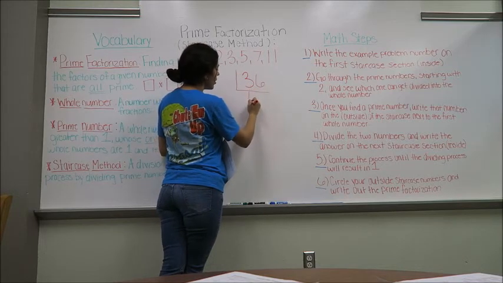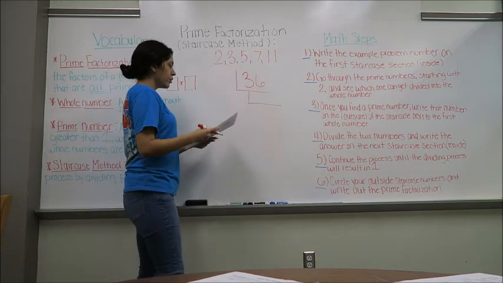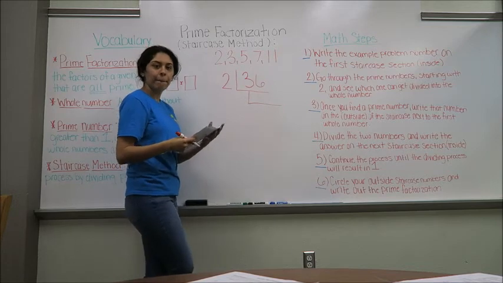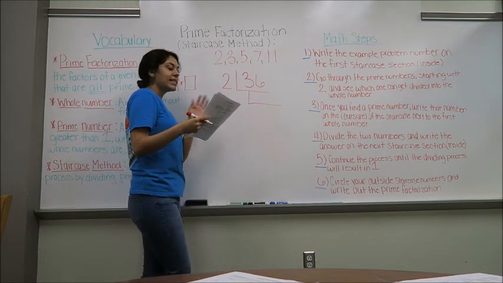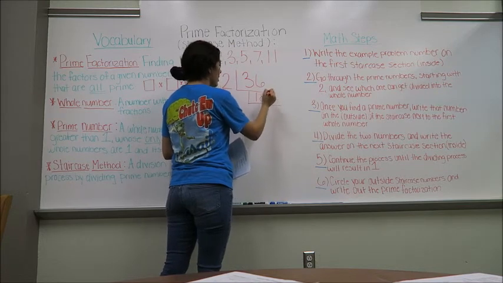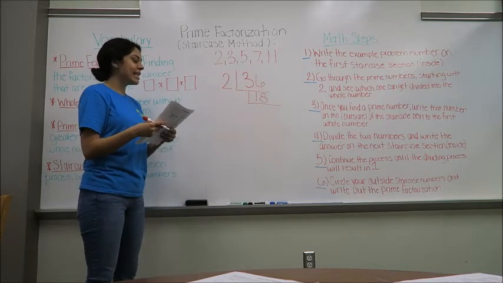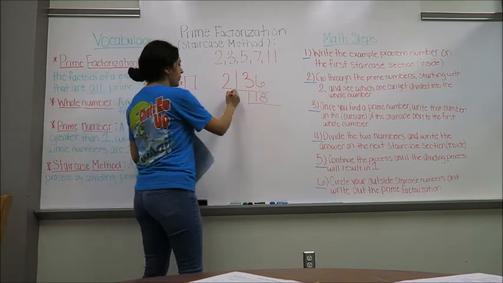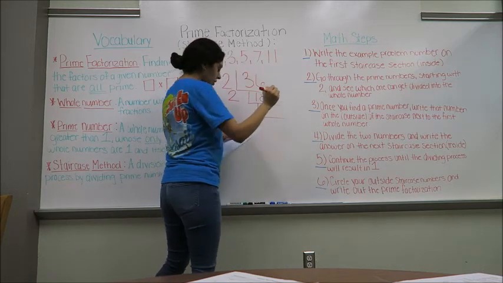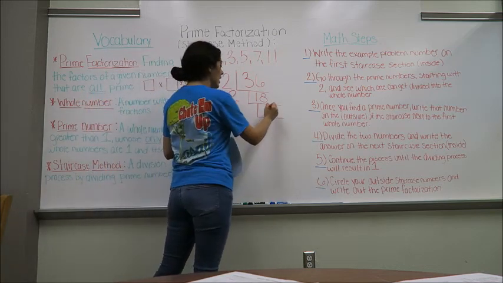We'll have one more that y'all should have worked on together, and that was 36. What prime number can go into 36? 2. How many times can 2 go into 36? 18. 2 can go into 36 18 times. What prime number can go into 18? 2. How many times? 2 can go into 18 9 times.